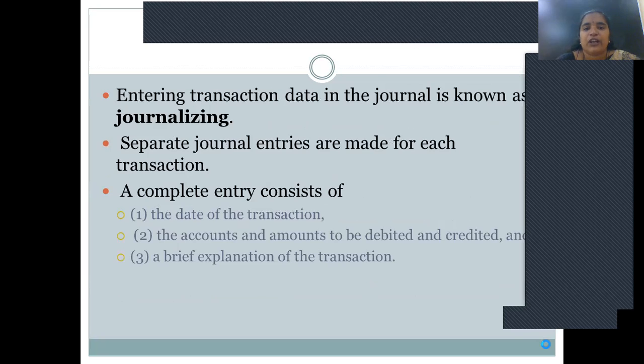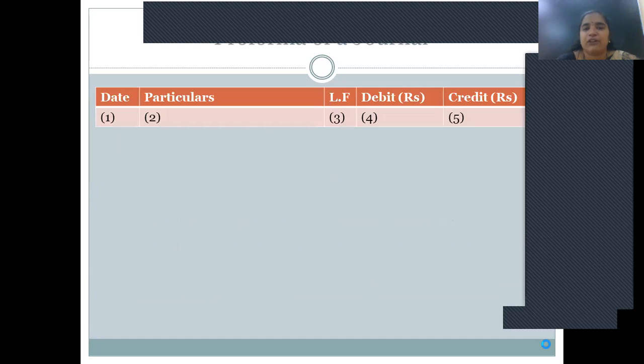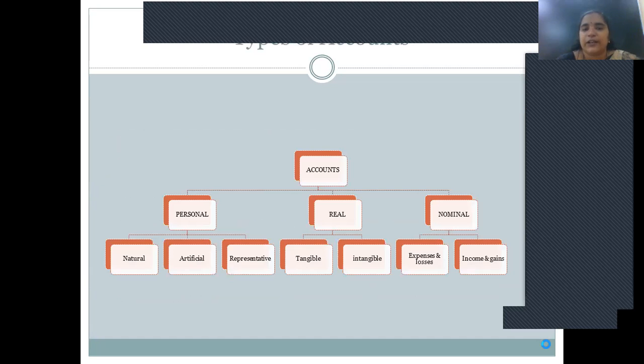Okay, so when you're talking about the journal, we have 3 types of accounts. I told you before, they are personal account, real account and nominal account. Personal accounts are again bifurcated into natural, artificial and representative personal accounts. Real accounts are bifurcated into tangible and intangible assets. Nominal accounts are bifurcated into expenses and losses, and the other one is income or gains.